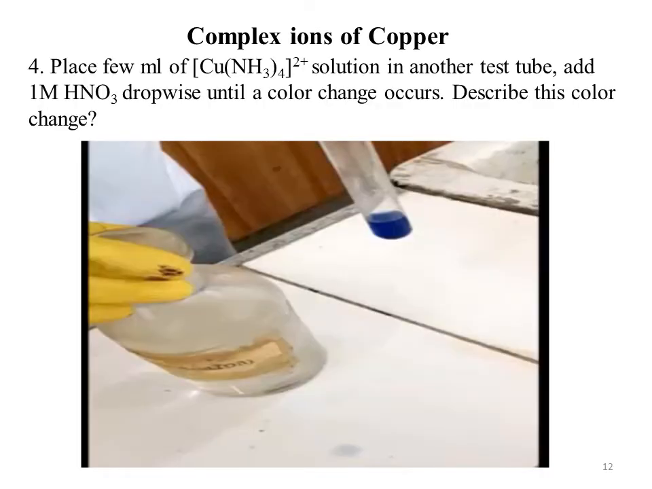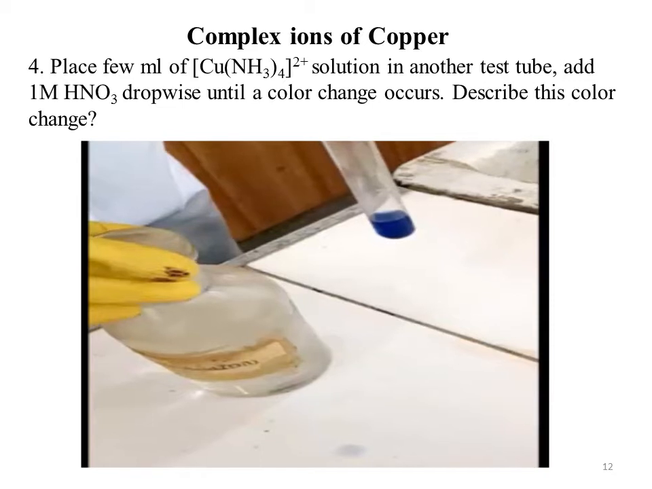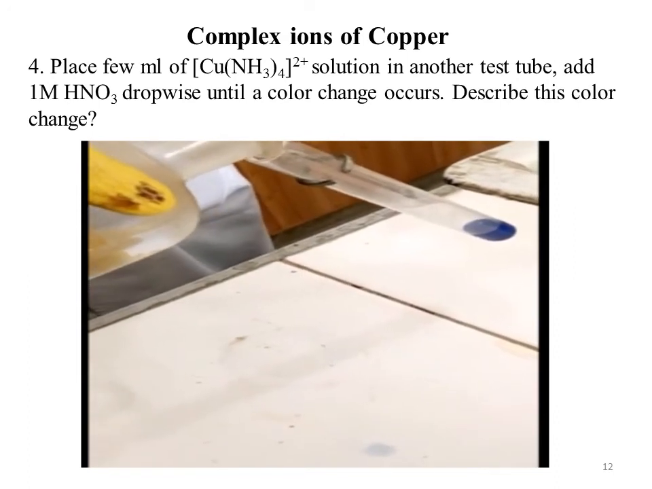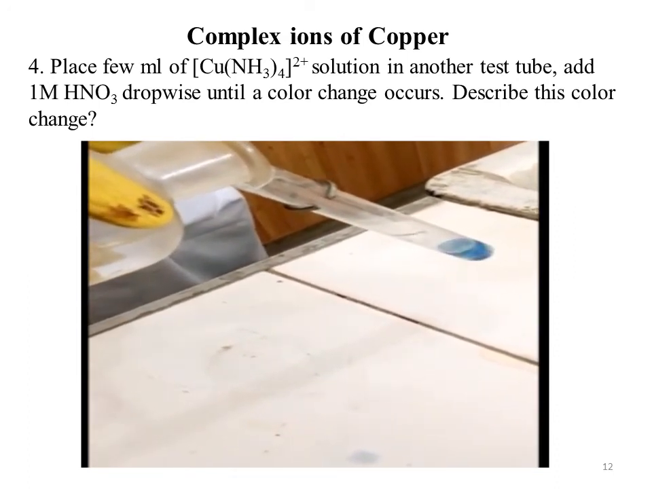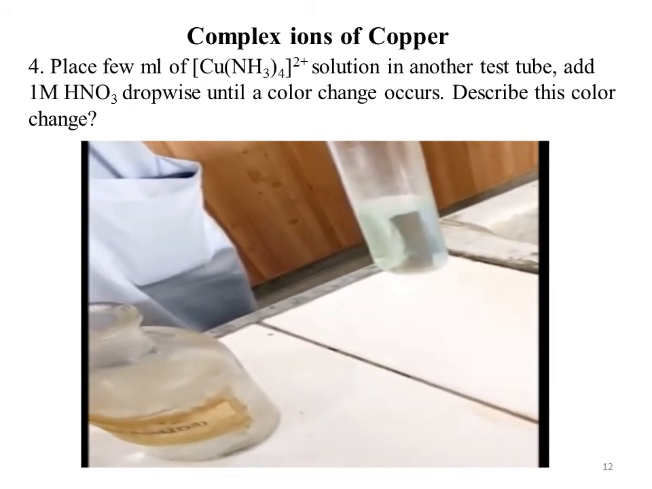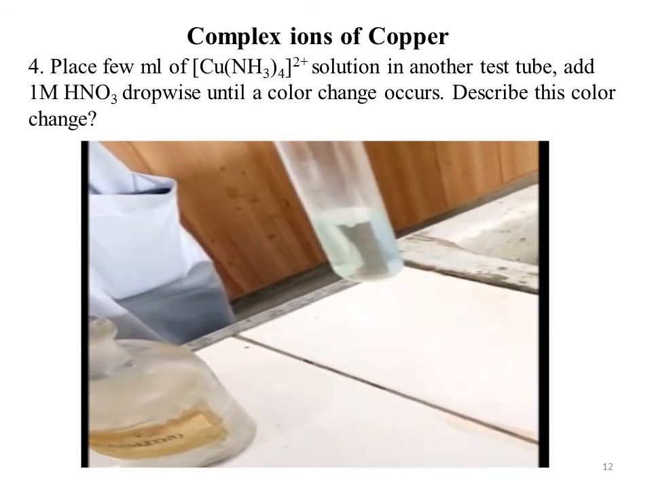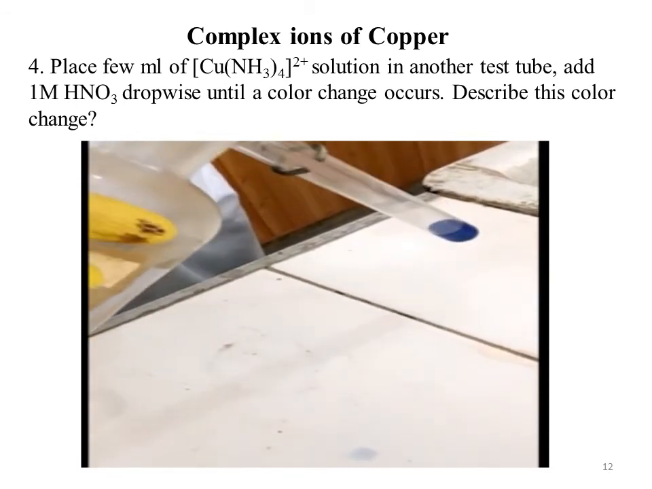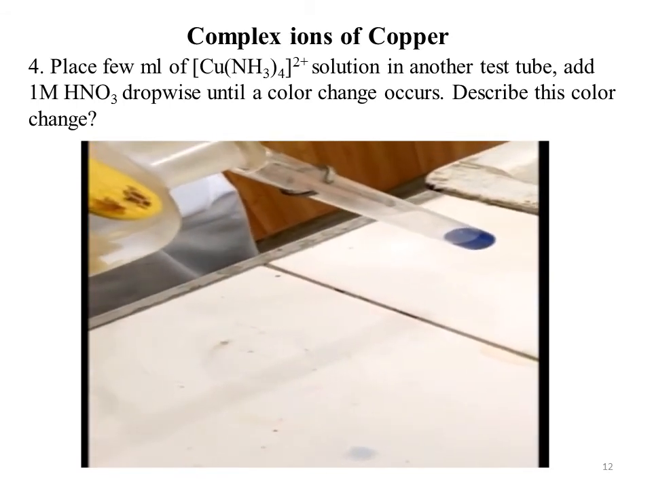In step number 4, you have to take a few ml of tetraamine cuprate(II) ion solution in another test tube, and you have to add 1 molar nitric acid dropwise until you see the color change. Now watch this video. As nitric acid was added to this royal blue complex solution, you will see an immediate color change from royal blue to sky blue. That means there is a transformation of one complex to some other species.